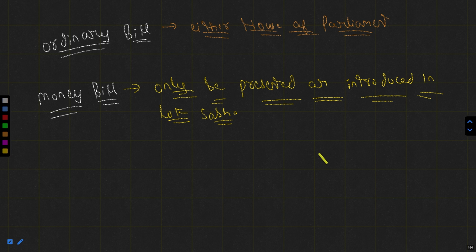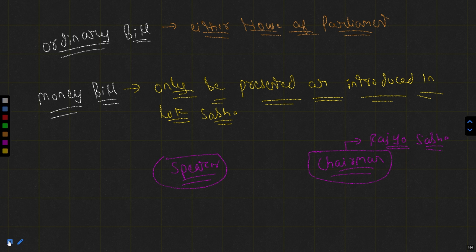All right, so that's why when we talk about the presiding officer, we only take the reference of the speaker because he is the presiding officer of the Lok Sabha. We didn't take the reference of the chairman of Rajya Sabha. Why? Because he is the presiding officer of the Rajya Sabha, in which the bill could not be introduced. Okay, so remember this thing.